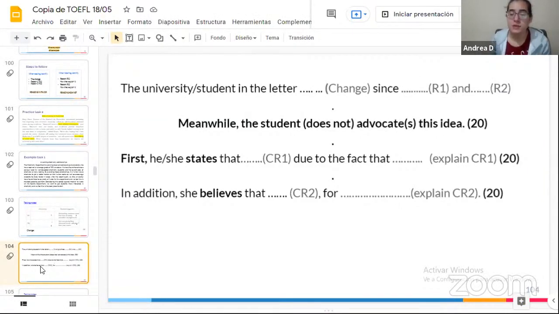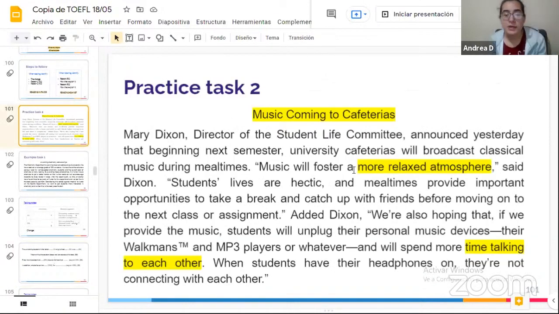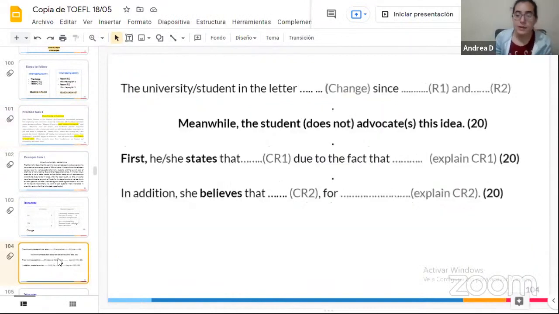So it's one sentence. You can do something like this. You can say, the university plans, proposes, or has decided to broadcast or play classical music at meal times, since, and then you tell me the first reason, since they want to create a more relaxed atmosphere, and they want students to connect. But that's it. It's one sentence. It has different parts, but it's just one.